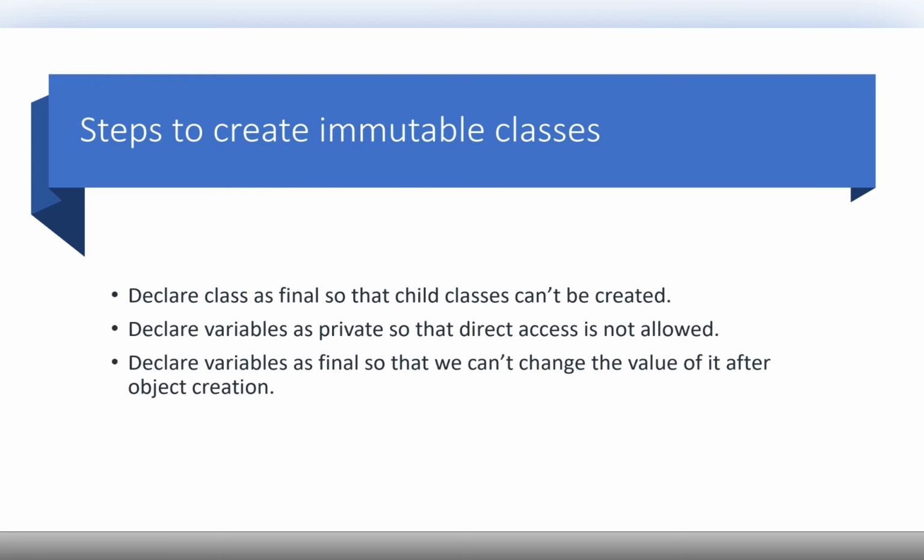First of all, the class which we want to convert into immutable needs to be declared as a final class, because once a class is final, we can't create child classes for it. Declare all the variables in this class as private so that direct access to these variables is not allowed. Along with private, these variables need to be final as well. So once the value is assigned to these variables, they can't be changed.